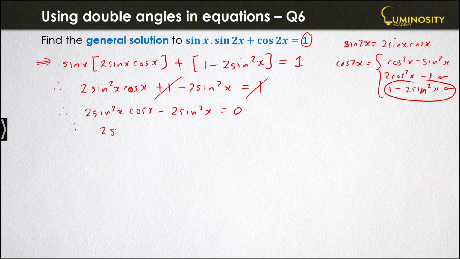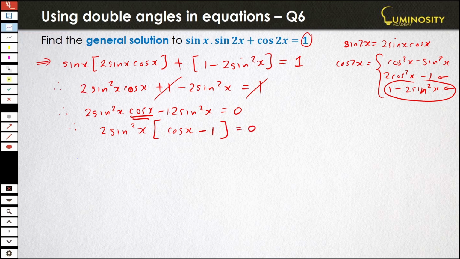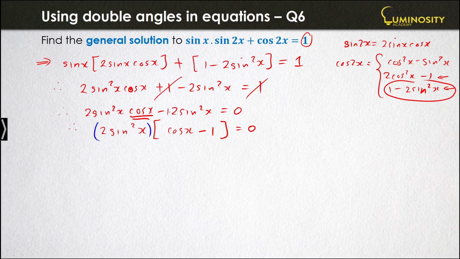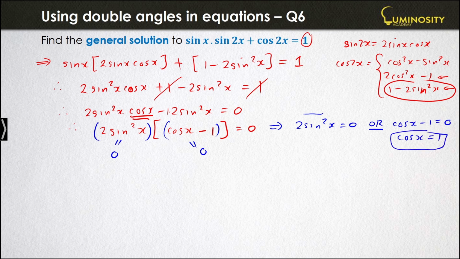And I see a common factor of 2 sine squared x. When I pull out, I'm left with cos x from that term, and there's just 1 here, so minus 1 equals 0. So we have two equations to solve. Okay, so by the zero law of algebra, this factor must be 0, or this factor must be 0. So we have 2 sine squared x equals 0, or we have cos x minus 1 equals 0. And if I add 1 to both sides, I have cos x equals 1.